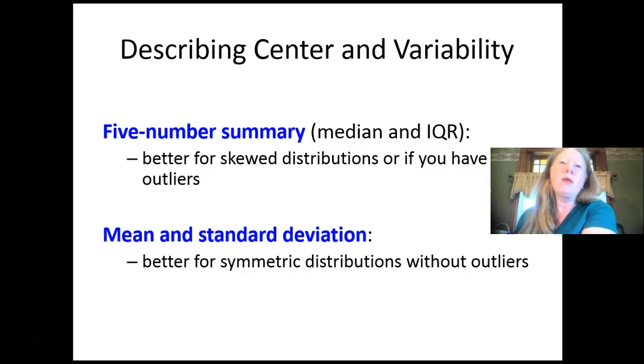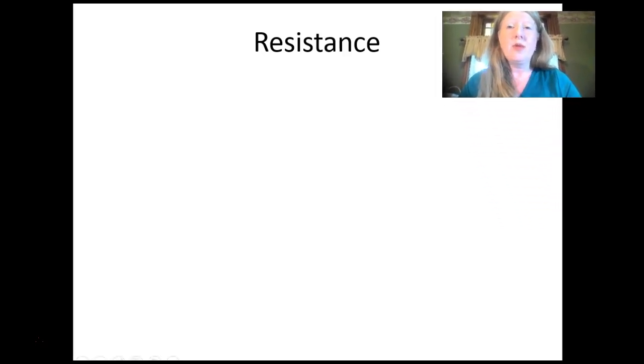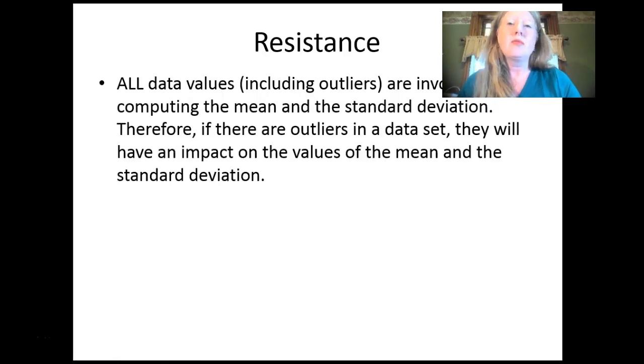Now, why is that? Why would you want to report these other measures? Well, this relates to an idea called resistance. So we want you to have an understanding of which measures of center and variability are more resistant. Resistance means being resistant to outliers, not being impacted by outliers. So keep in mind, remember that when you want to compute the mean or the standard deviation, you use every single value in your data set to make those computations. Every single value goes into figuring out the average. Every single value goes into figuring out the standard deviation.